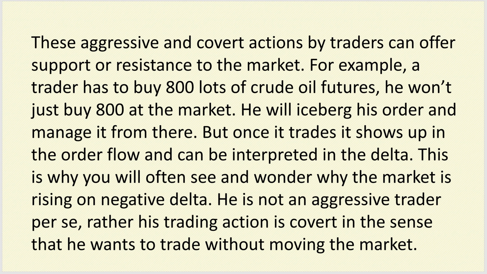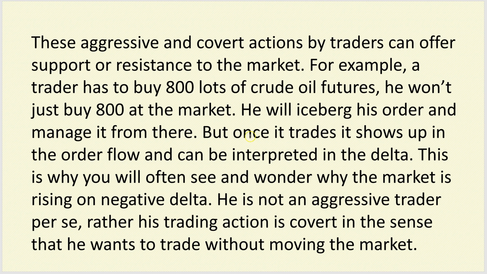That's how a delta can be negative and the market rising, because what's happening is you have aggressive sellers selling into his iceberg bid, and it's registering as aggressive selling action, even though the buyer is being aggressive in the sense that he's got a lot to buy, but he's hiding. He's not trading in an aggressive fashion in the sense that he's lifting the offer, but he's using a method that's trying to hide his aggressive trading.